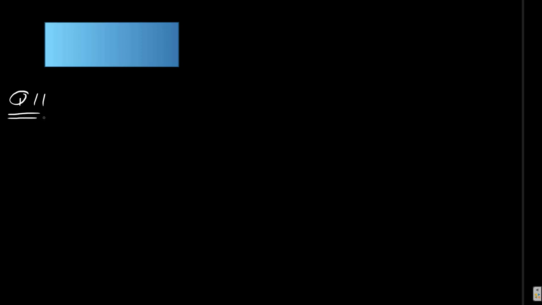Question number 11 says the width of a rectangle is 3 meters less than its length. Calculate the length and the width if the area is 75 square meters. So from the information given, this we'll call our width and this we'll call our length. If it is 3 meters less than its length, let the length be x. Then the width is 3 meters less, in other words x minus 3.